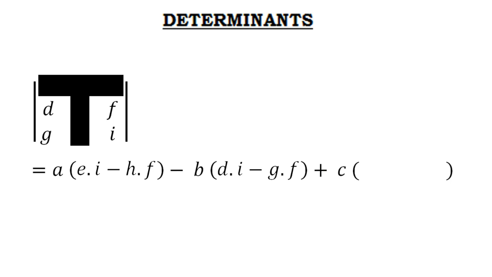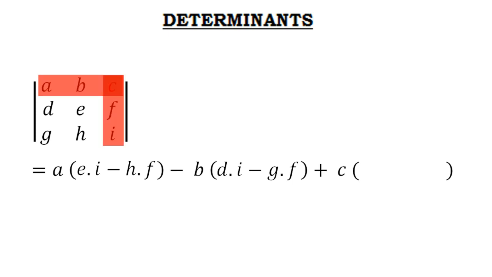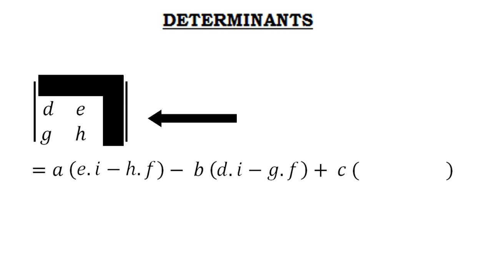To find out the value inside the third bracket, we take a look at the third number of the given determinant. This number is a part of this row and this column. If we cancel this row and this column, we end up getting a 2 by 2 determinant containing D, E, G and H. So according to formula, the value of this 2 by 2 determinant will be D times H minus G times E.